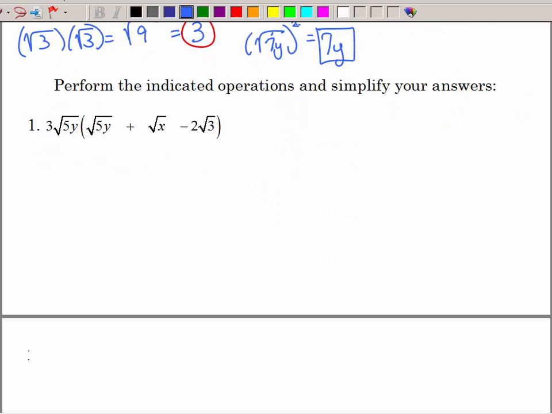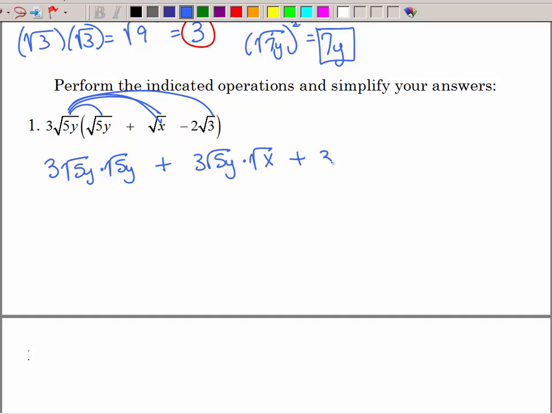So now we're going to use the distributive property, and we're going to distribute that times all of those. So we're just multiplying a bunch of monomials. So we could rewrite this as 3 times the square root of 5y times the square root of 5y, plus 3 times the square root of 5y times the square root of x, plus 3 times the square root of 5y times negative 2 square root of 3. Now you don't really have to write that out, but I just want to show you that's really what we're doing.